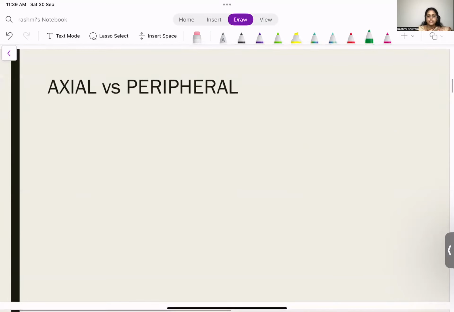So I've already discussed axial versus peripheral. What are the differences? Axial means mostly the spine will be involved. It does not mean that the other joints cannot be involved, but most predominantly the spine will be involved. Whereas in peripheral, the peripheral joints will be involved. So that is axial versus peripheral.